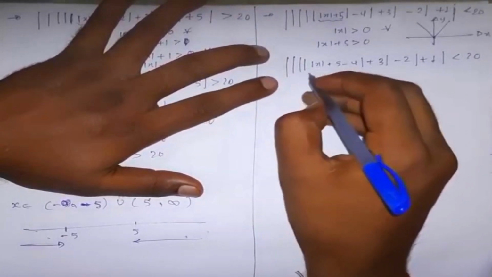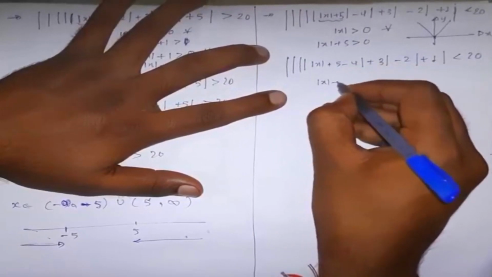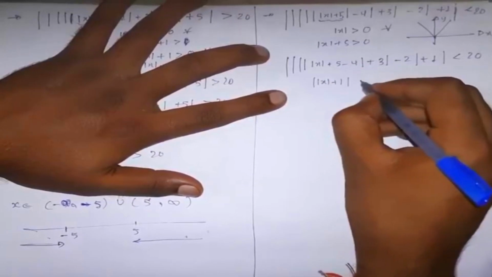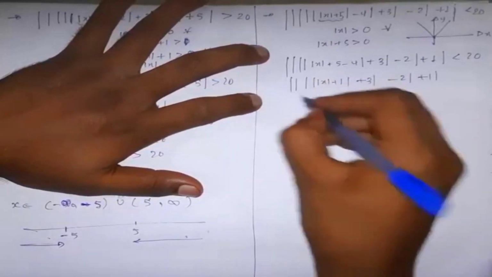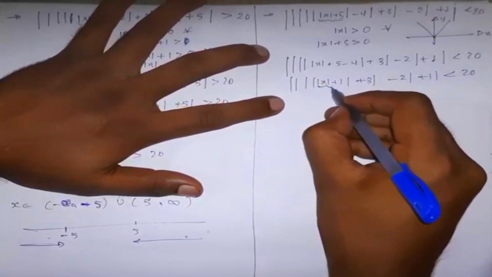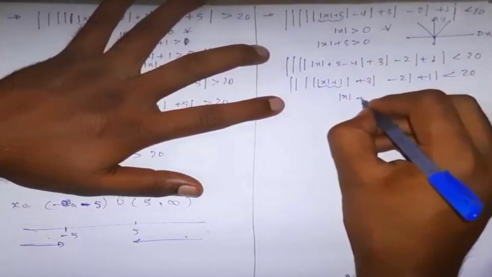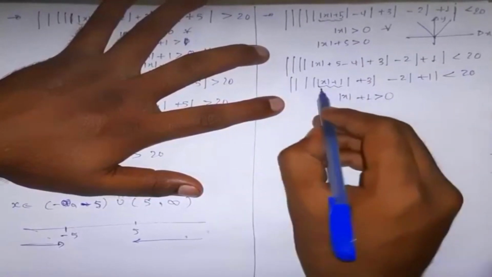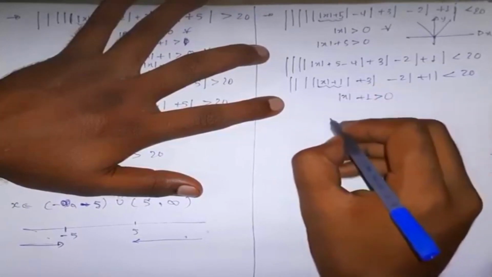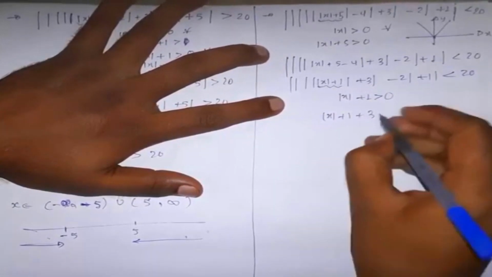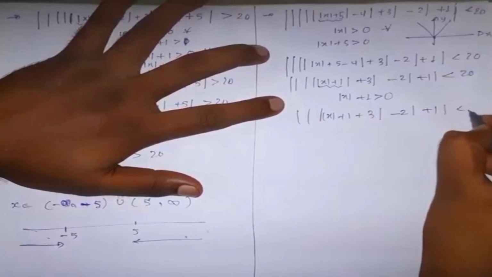So we will solve this first. This will be mod of x plus 1, mod of x plus 5, plus 3 minus 2 plus 1, less than 20. Now this portion will also be positive, because mod of x is greater than 0, then this one will also be greater than 0. So this mod will open as positive. So again it will become mod of x plus 1 plus 3 minus 2 plus 1, less than 20.